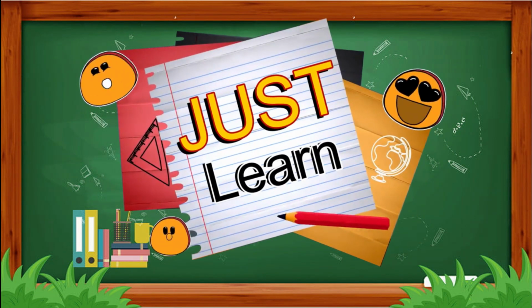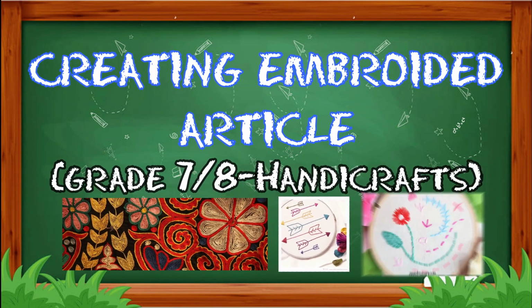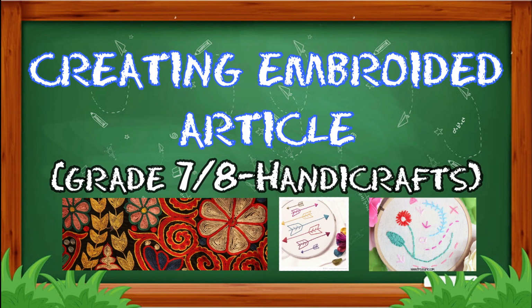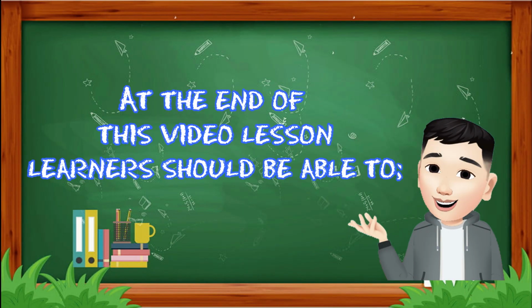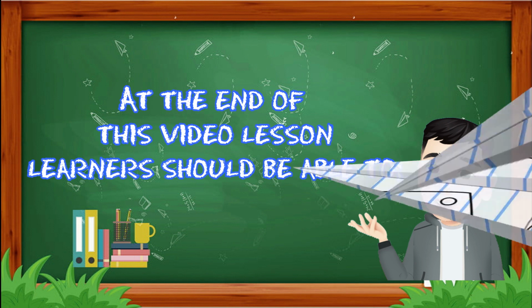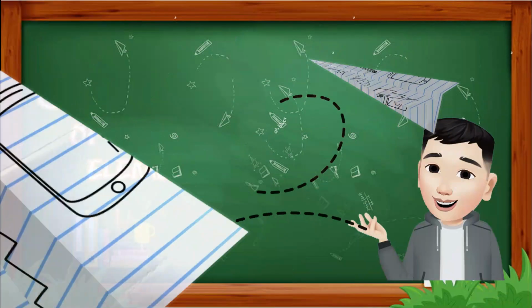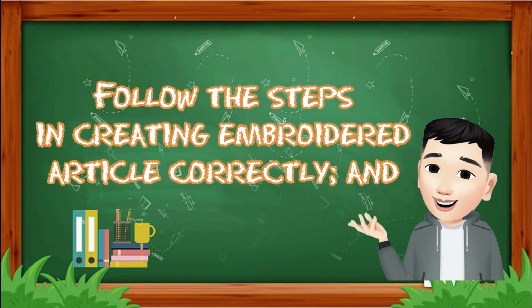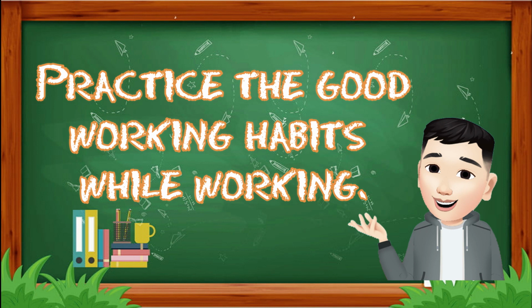For today's video lesson, our topic is all about creating embroidered article for grade 7 and 8 handicrafts. I am expecting that at the end of this video lesson, learners should be able to: number 1. Compare the importance of the principles and elements of design. Number 2. Follow the steps in creating embroidered article correctly. And number 3. Practice the good working habits while working.